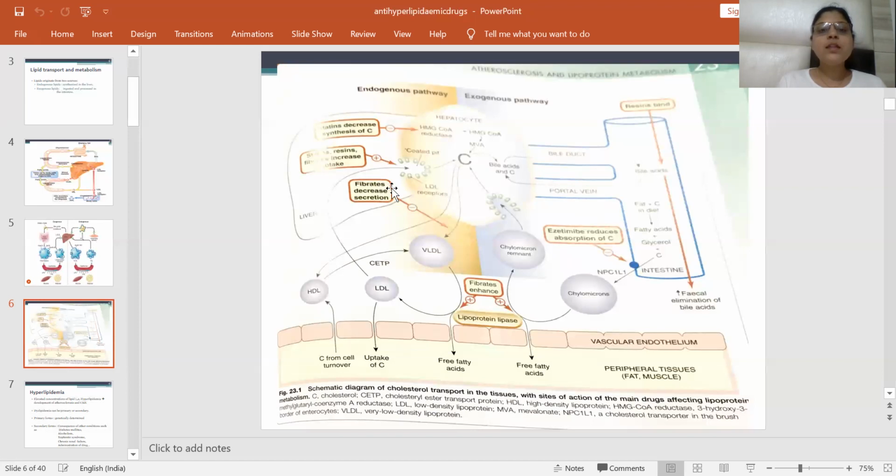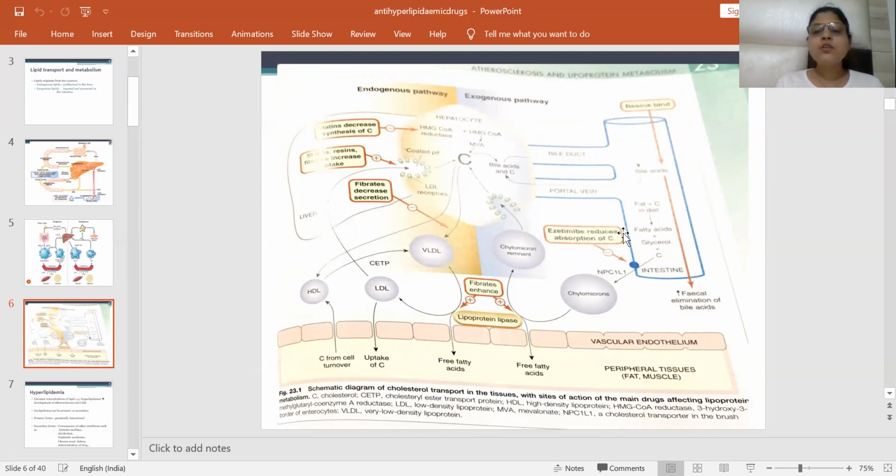Fibrates are lipoprotein lipase enhancers. They enhance the lipoprotein lipase, so they convert the chylomicrons and VLDL and LDL into free fatty acids. And this LDL is taken up by the various tissues and by the liver, and it again leads to reduction of the cholesterol in the body.